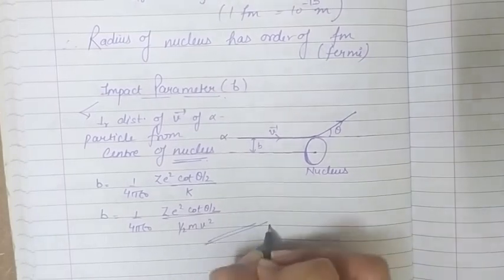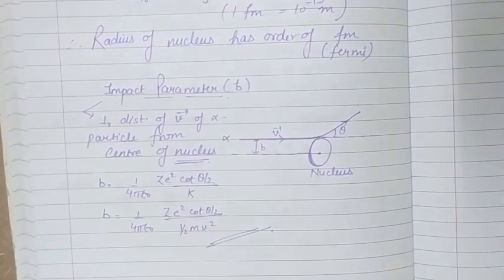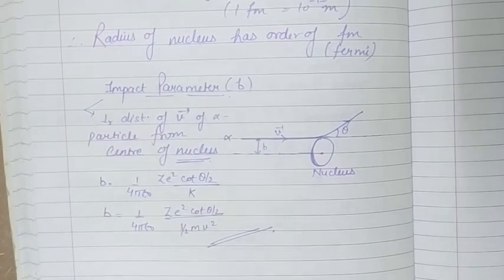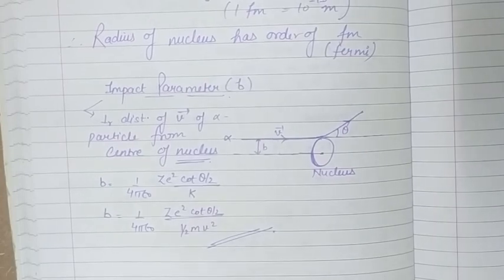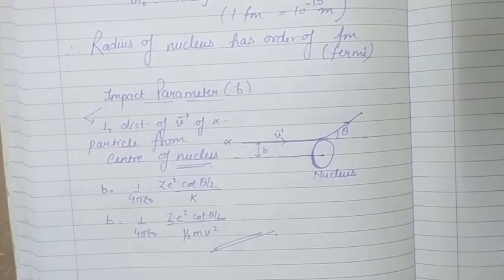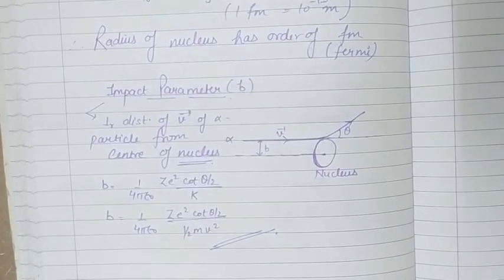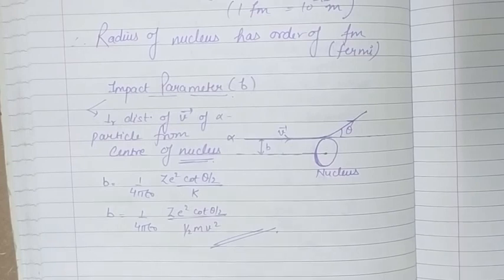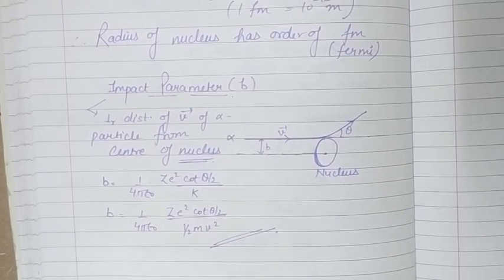So the scattering experiment gives us a method to find the nature of forces involved. It gives us the impact parameter, it gives us the idea about radius of the nucleus, and it shows the fact that most of the space in an atom is empty, and the positive charge and the mass of the atom is concentrated at its center, and we call it nucleus. So that's all for the Rutherford experiment.